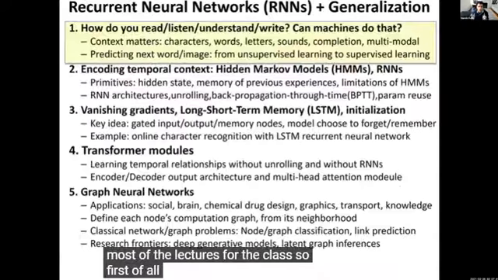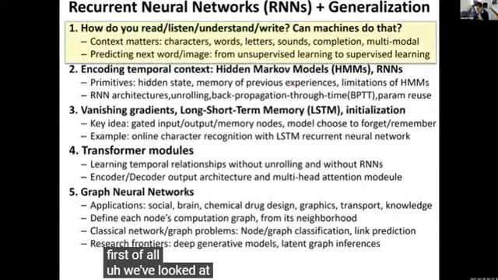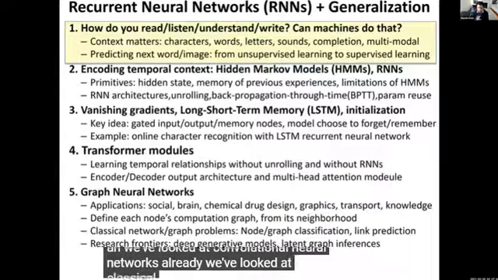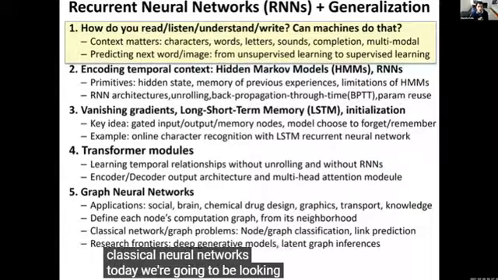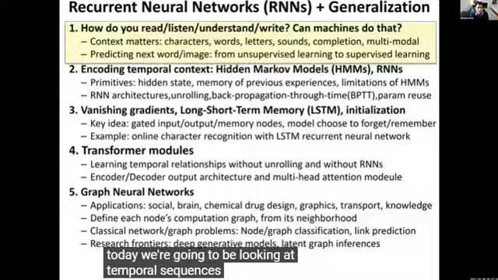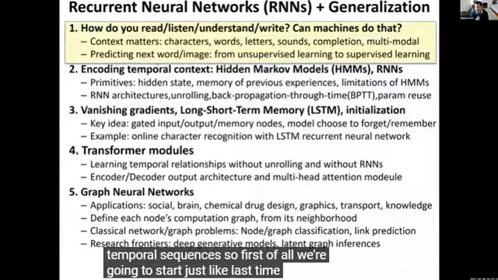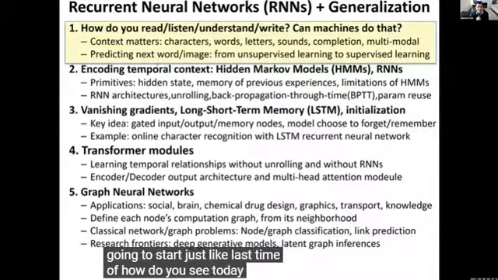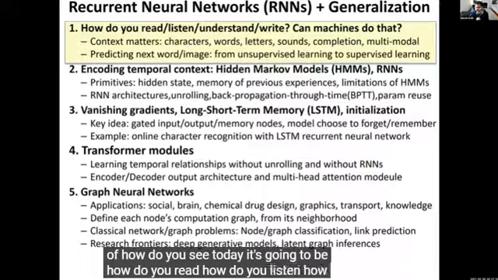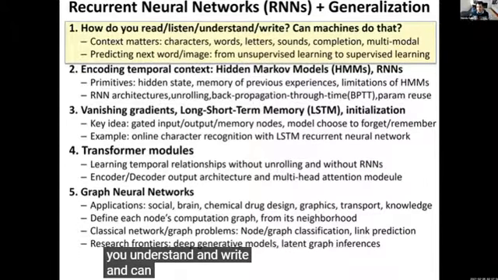So first of all, we've looked at convolutional neural networks already. We've looked at classical neural networks. Today, we're going to be looking at temporal sequences. So first of all, we're going to start just like last time of how do you see? Today, it's going to be how do you read? How do you listen? How do you understand and write? And can machines do that?